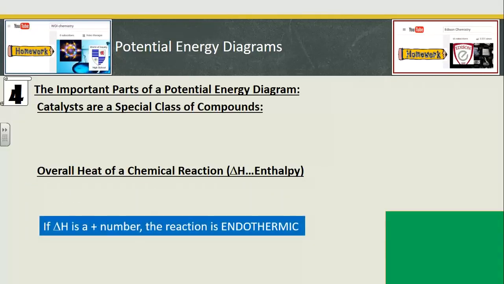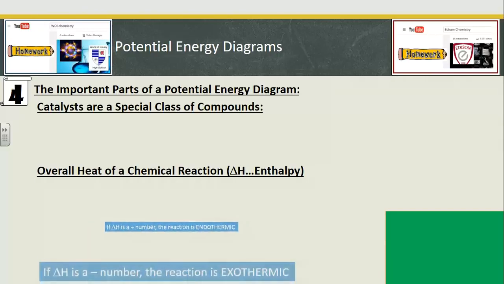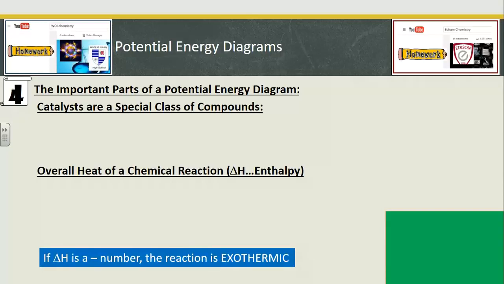If delta H is a positive number, the reaction is an endothermic one, because delta H being positive means that the reaction absorbed heat. The products have more heat than the reactants did, and therefore that heat came from somewhere. It has soaked it up from the environment. Call that endothermic. If the delta H value is negative, the reaction is exothermic, meaning the products had less heat than the reactants did before. So the heat must have gotten released and overall exited the system. Exothermic, negative value for delta H.